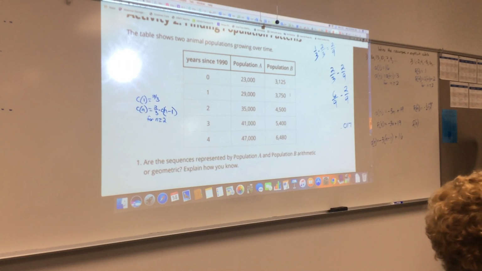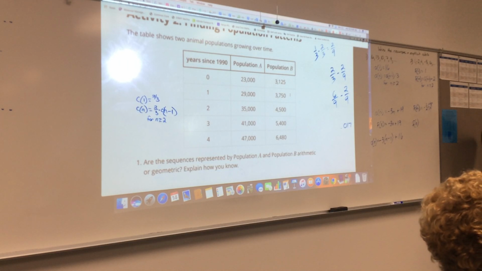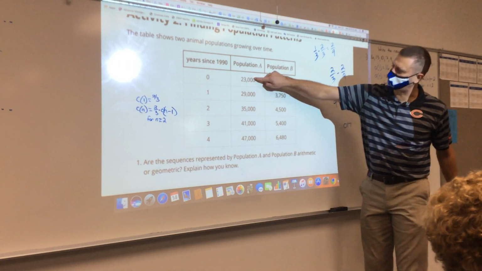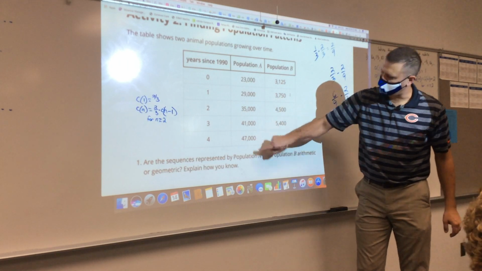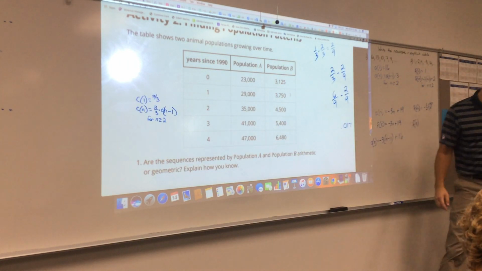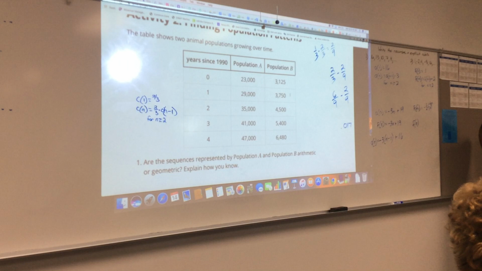Hang on, what do we got? Population A is arithmetic. Population A is arithmetic because we are doing what? Adding 6,000 each year. Okay? How about B?